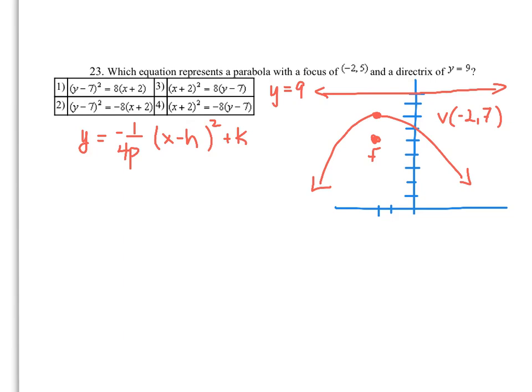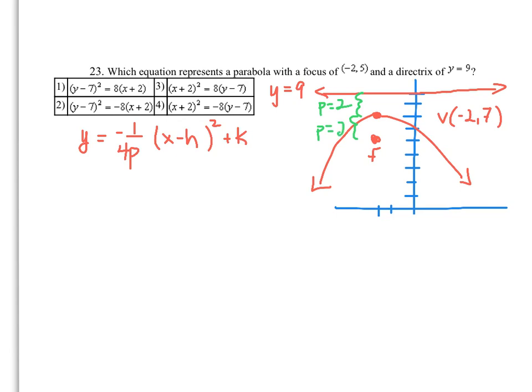Oh, and let's talk a minute about p. Now remember, p will be the distance from the directrix to the vertex, or from the vertex to the focus. They should both be the same, right? Because the vertex should be smack dab in the middle. So your p is 2.